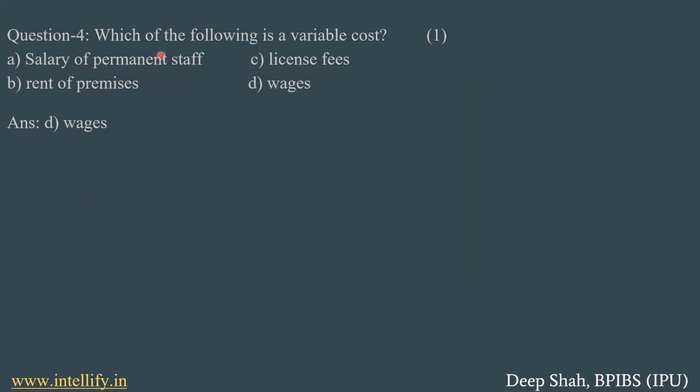Question 4. Which of the following is a variable cost? A. Salary of permanent staff. B. Rent of premises. C. License fees. D. Wages. The answer will be D. Wages, because all the other three are fixed costs.